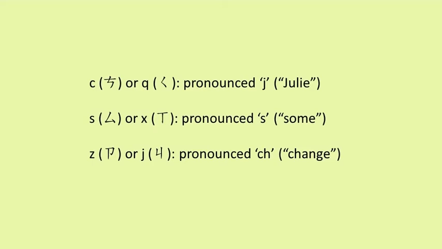not the protruded ones. S or X in pinyin is pronounced as the starting S sound in English word some. Z or J in pinyin is pronounced as the starting CH sound in English word change, except with plain lips, not the protruded ones. I also pointed out that all those 6 alphabets can only lead a pinyin.